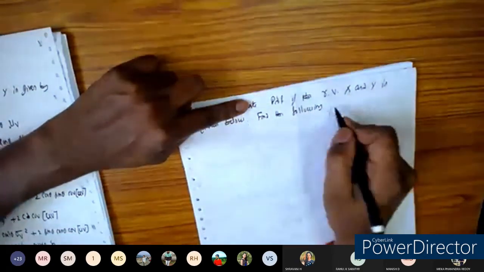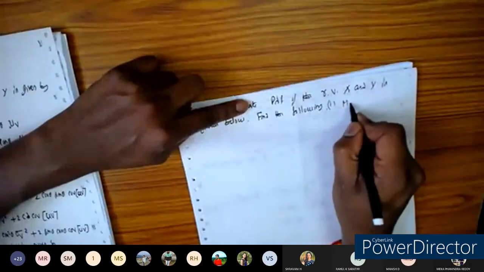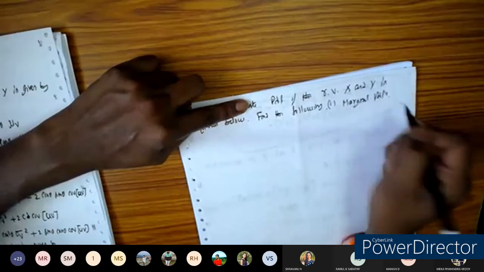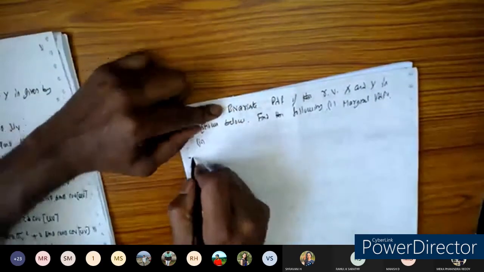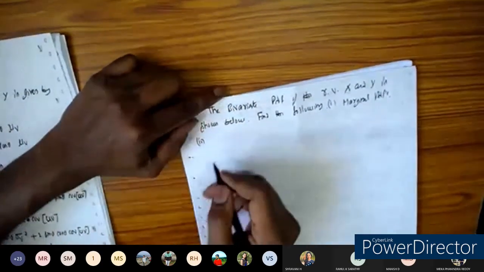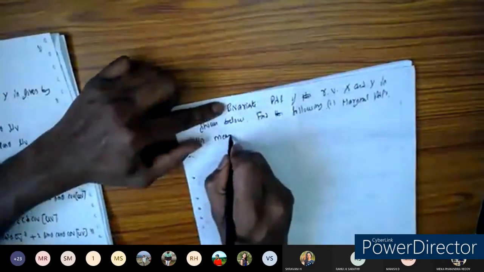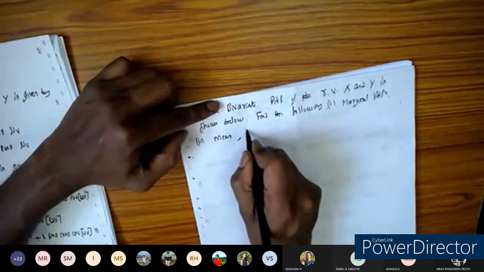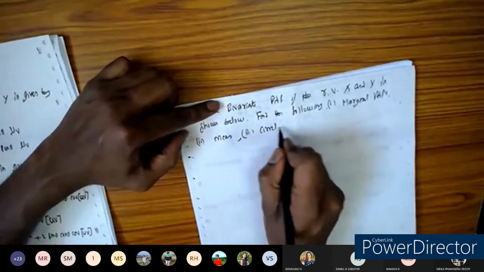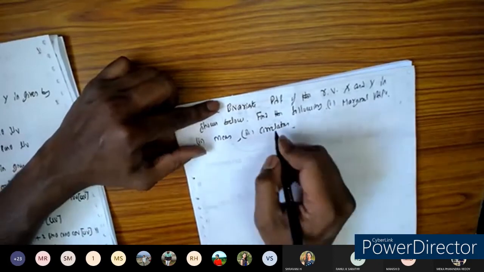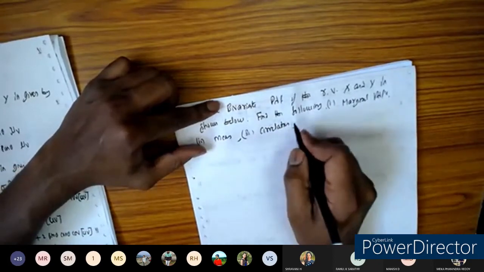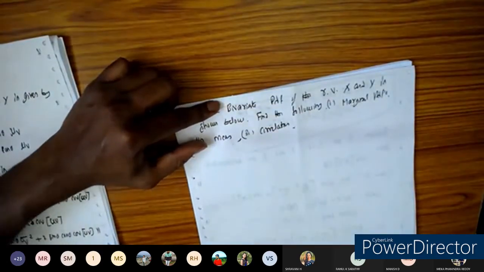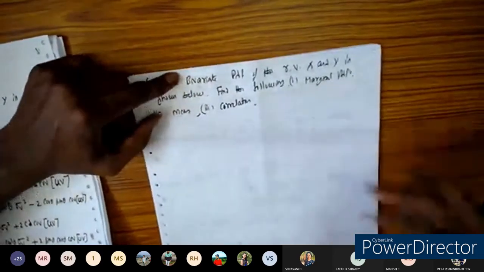Find the following. First one is marginal PDFs. Second one is mean. Next, correlation. Let us find out the mean and correlation. Let us see that one. So let us find out these things here.